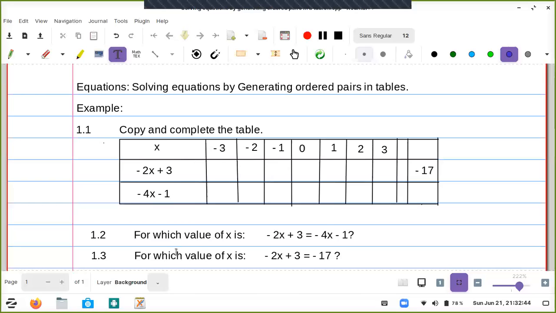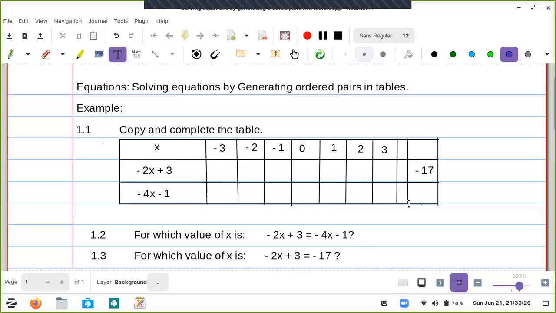Then the second one, which is 1.3, says, for which values of x is -2x plus 3 equal to -17? This is also an equation. It's another type of equation. In this case, we have this expression, and this expression is giving us -17. So we are to find the x value. These are the two types of equations that we are going to deal with. Since we are using a table, we say we are using ordered pairs.